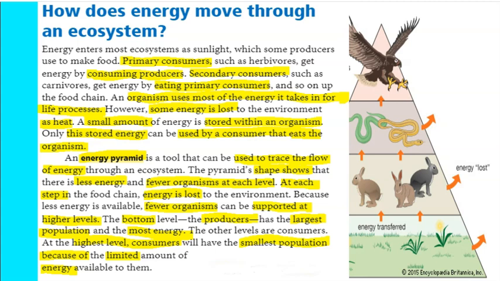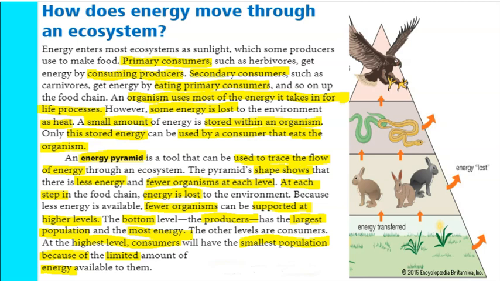The bottom level, the producers, that's the largest population and the most energy. The highest level, that consumer up there, which is usually a carnivore, doesn't have to be. It could be an omnivore. In that case, that eagle is a strict carnivore. Smallest population because of the limited energy.